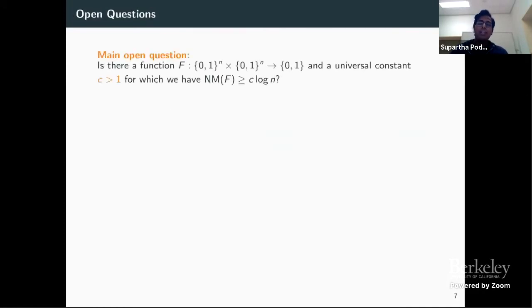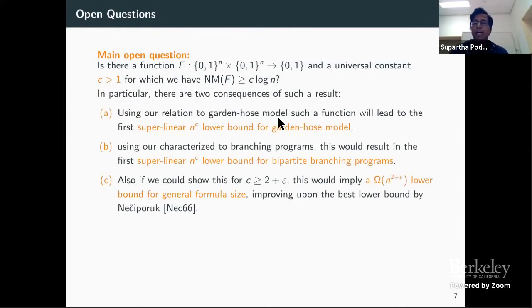Okay, so finally, I would describe some open problems. There could be several open problems because it's a new model. But the main open problem is to prove a lower bound for some explicit function in the memoryless model of c times log n for some c which is strictly greater than 1. We could prove a c equal to 1 lower bound for an explicit function, but c strictly greater than 1 would actually imply 2 things. First of all, it would imply a superlinear lower bound for the Gardenhose model, which is open.